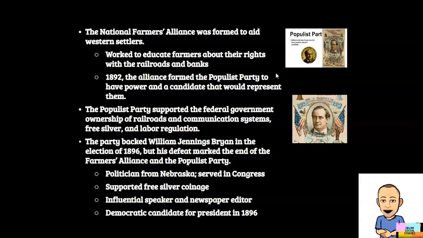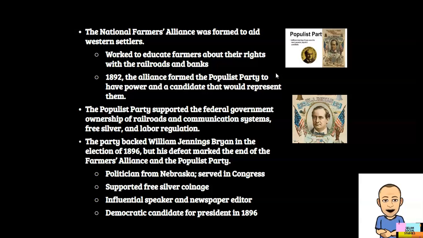Bryan was a politician from Nebraska, and he supported the silver coinage. He was an influential speaker, but he was defeated, and his defeat marked the end of the Farmers Alliance and the Populist Party. So it was at the end. The Farmers Alliance are done. The Populist Party is done. The railroad is pretty much in control of everything. The government really can't do much.